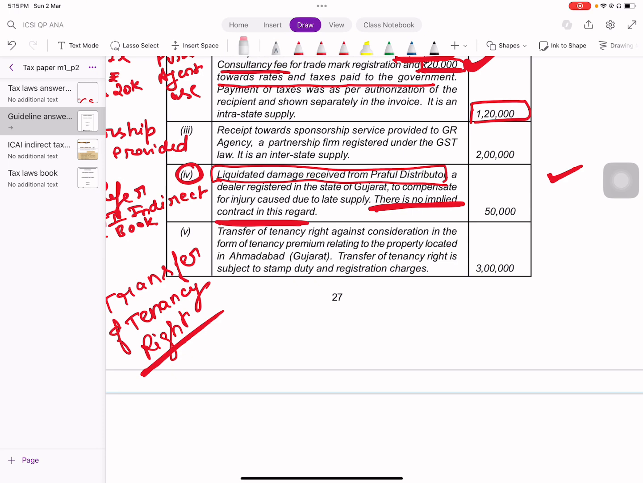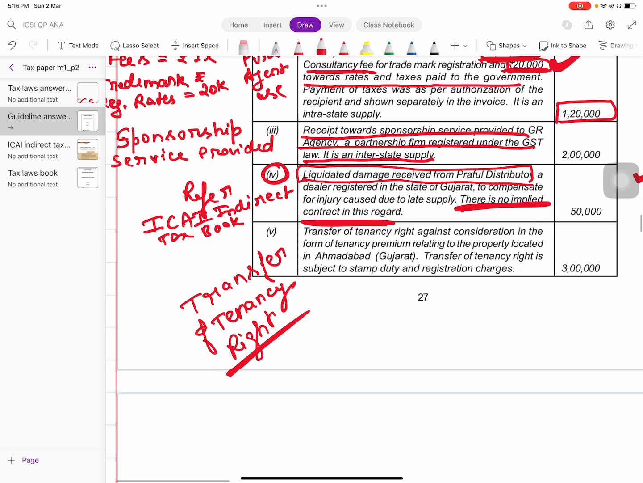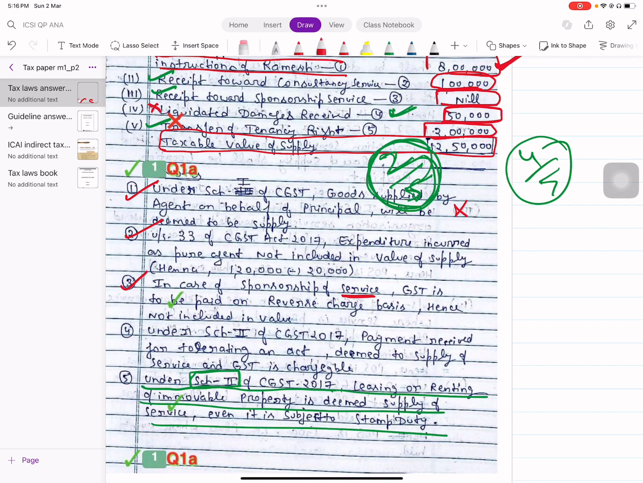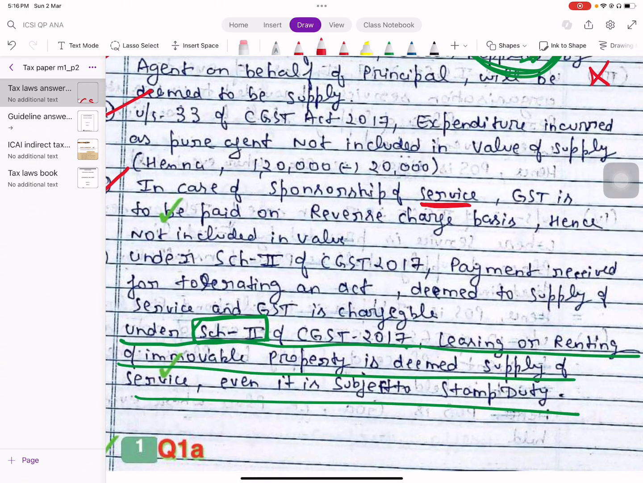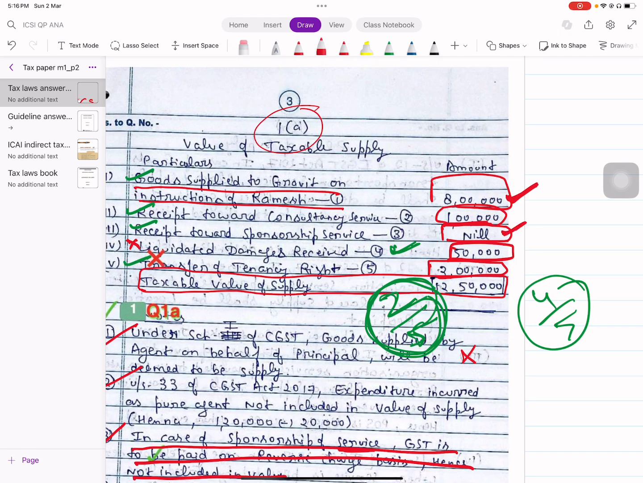Now let's see transaction number 3, which states receipt towards sponsorship service provided to GR Agency, a partnership firm registered under GST. It is an interstate supply. In case of sponsorship service, GST is to be paid on reverse charge mechanism. Hence it will not be included in the value of supply. Here I have stated nil.